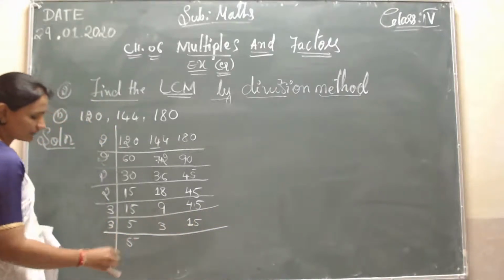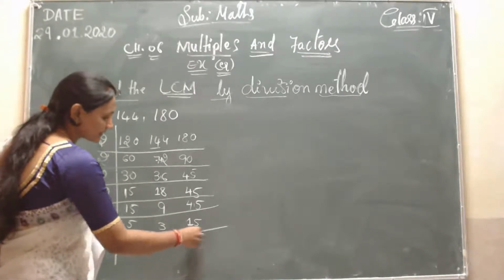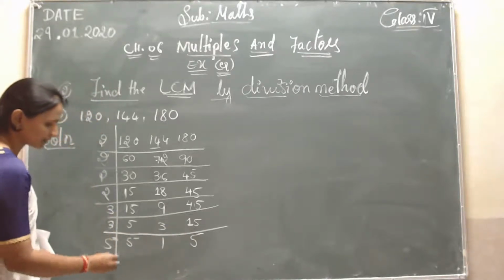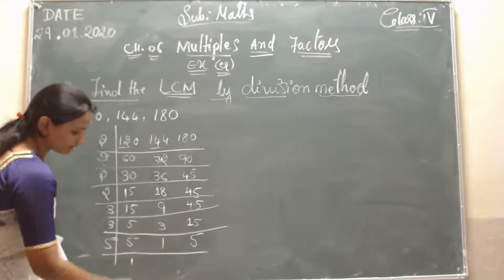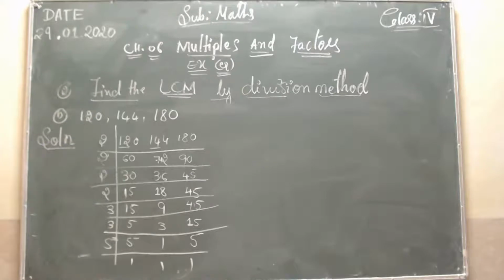So 5 is not a division. So how is it? So 3 1s are 3. 3 5s are 15. The last number we have to take is 5. 5 1s are 5. So 1 to 1. So students, see the remainder that we will get, that is a 1. So yes, students, see here the divide afterwards, so we will get 1.